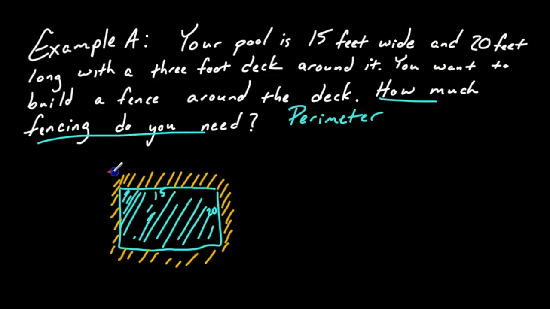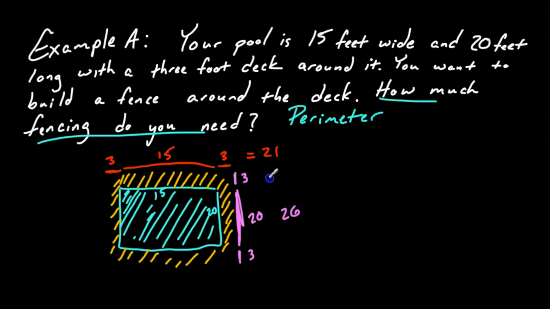Well, we've got 3 feet of deck here and 15 feet of pool plus another 3 feet of deck there. So our top length is going to be 15 plus 3 plus 3, which is 21 feet, I believe. And my length is going to be 3 feet of deck plus 20 feet of pool plus another 3 feet of deck. And that's 3 plus 20 plus 3, which is 26 feet.